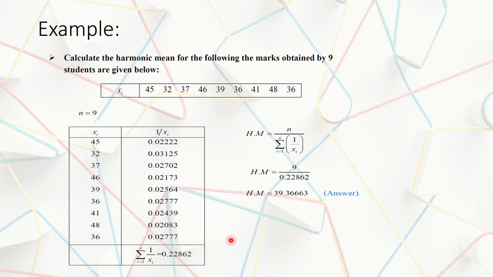Okay. So if we do an example, I hope it's a very simple example. We first take the reciprocals: 1 over 45, 1 over 32, 1 over 37, and so on. The sum of these reciprocals is 0.22. And then we divide it by 9, because the number of observations is 9. Then you take the reciprocal of it to get 39.3663. In this case, you can use this formula as well, dividing the number of observations by the sum of this quantity, or you can simply take the arithmetic mean of this data and then take its reciprocal. It's the same thing.